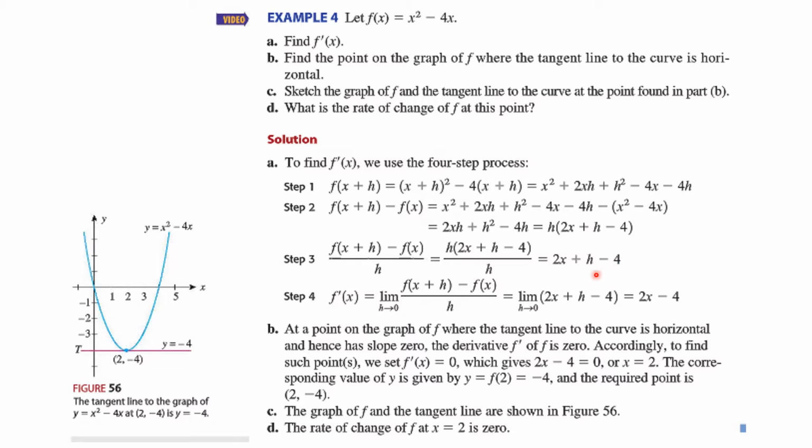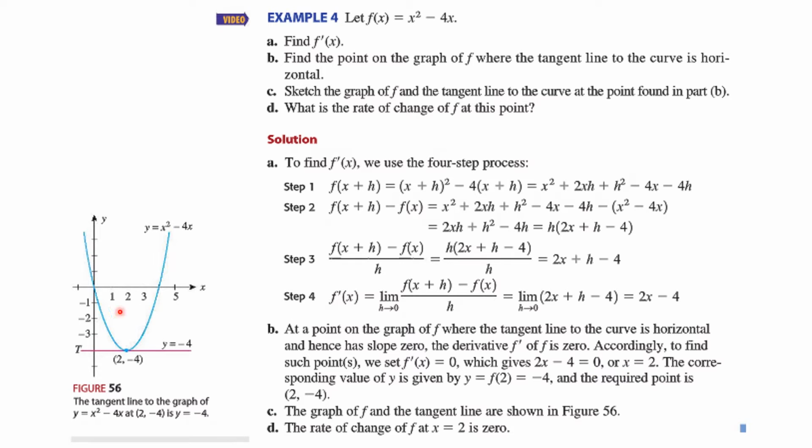Then I'll take the limit as h goes to 0. This is 2x minus 4. Now they ask where is this slope equal to 0? Well, the tangent line is the slope. The slope of the tangent line is the derivative. And so when is 2x minus 4 equal to 0? And you say that's when x is equal to 2.